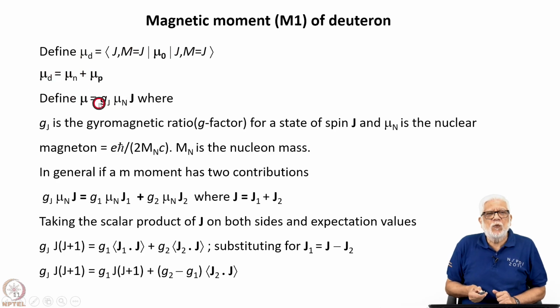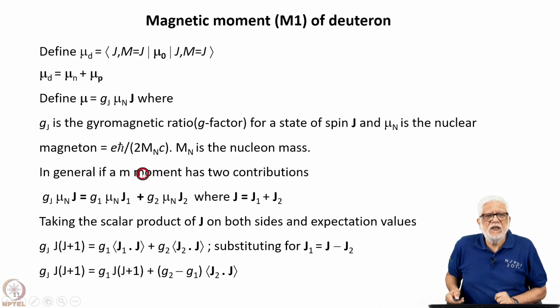You can define the magnetic moment in terms of the so-called g factor, which is the gyromagnetic ratio for a state of spin j, and mu N is the nuclear magneton, which is defined as e h-bar by 2 m_N c, where m_N c squared is the mass of the nucleon. So you can take the average of the proton and the neutron, and so it's just e h-bar c by 2 m_N c squared. So this is the definition of the nuclear magneton, and so if you know the magnetic moment, and you know the J of the system, you can extract the so-called gyromagnetic ratio.